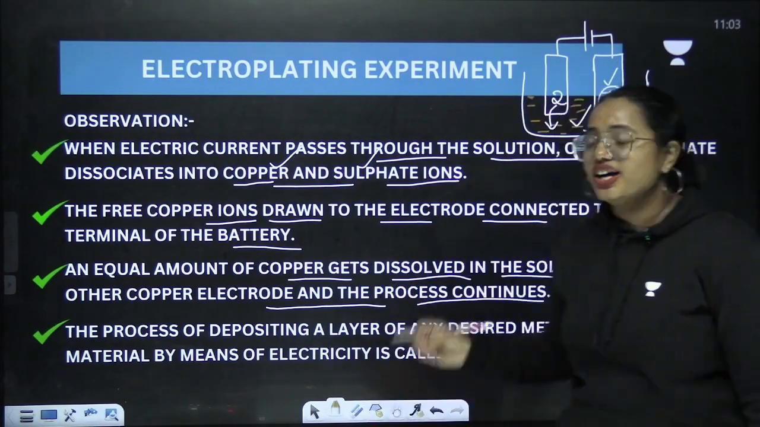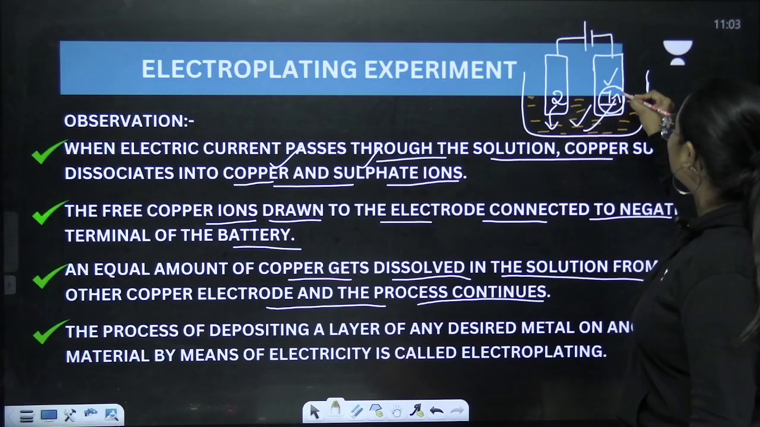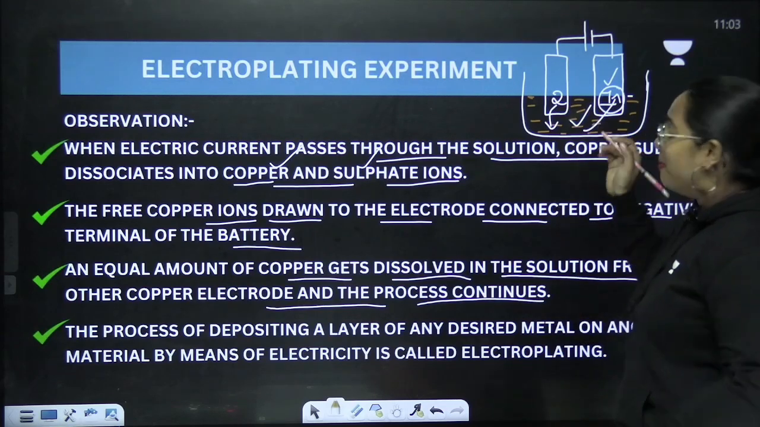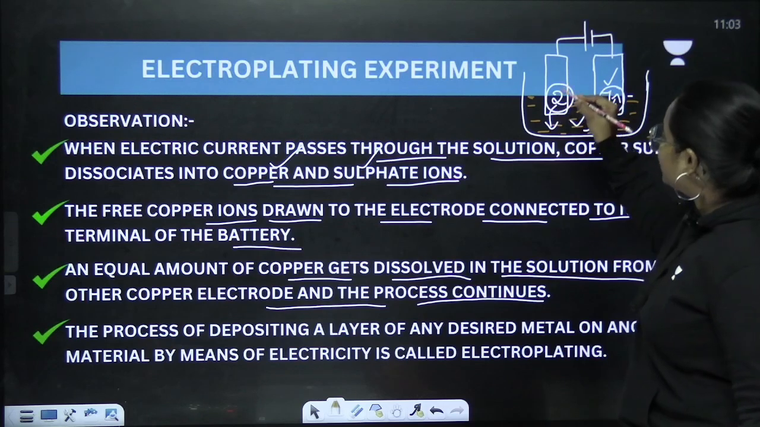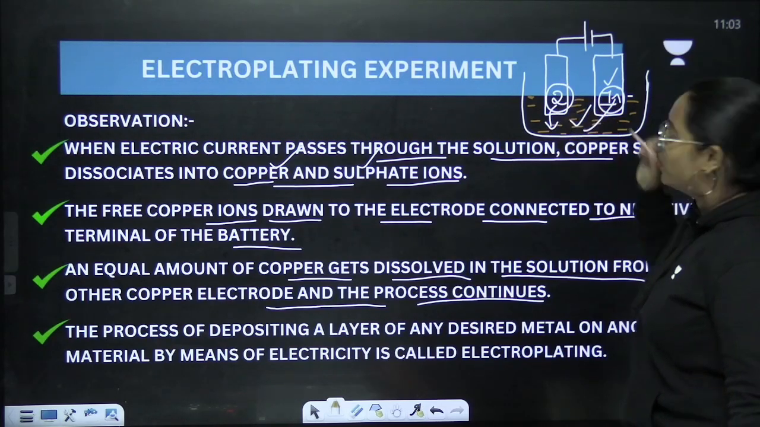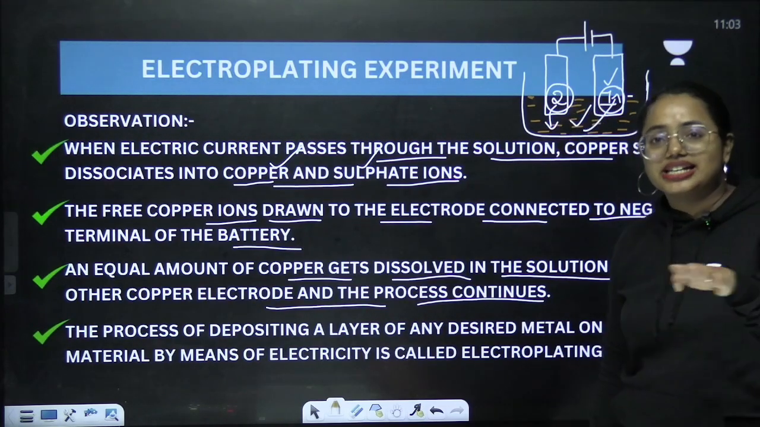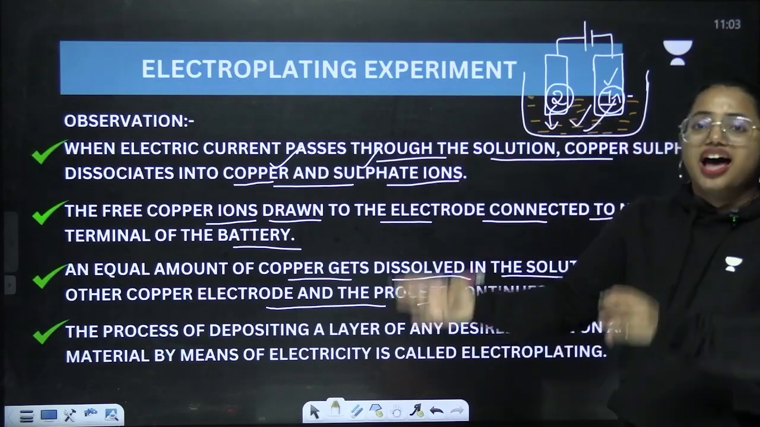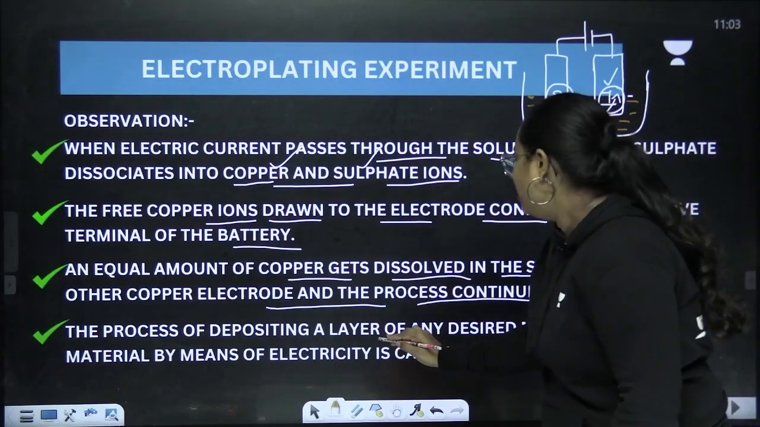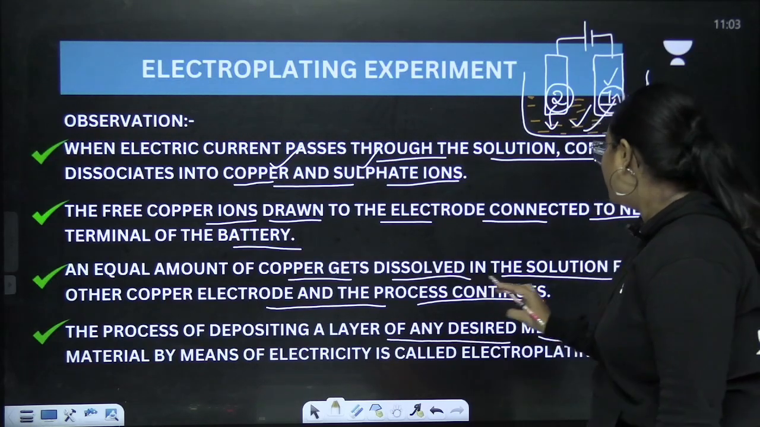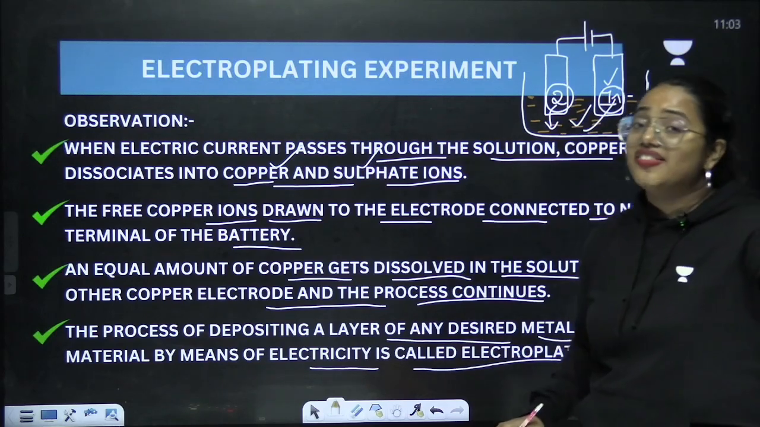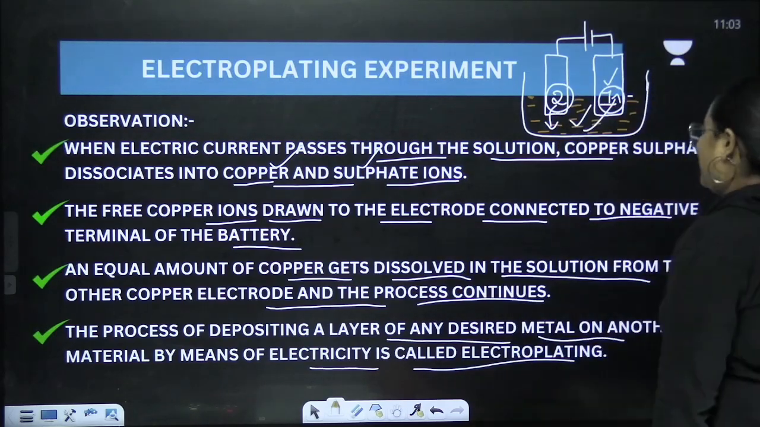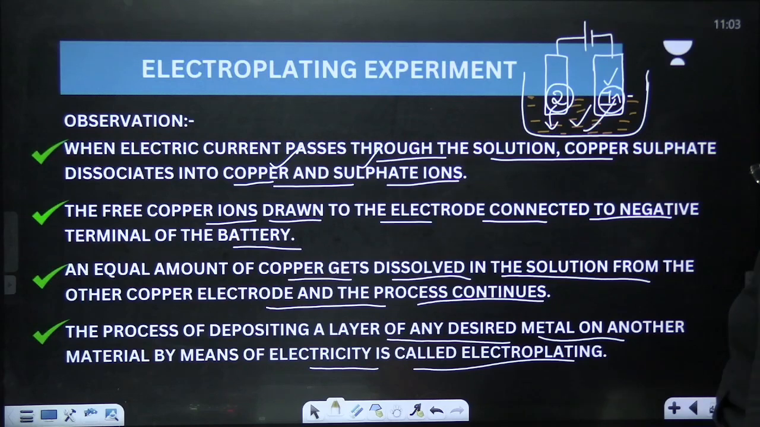As I told you, the copper ions from the solution are going to accumulate on the electrode connected to the negative terminal. To balance the number of copper ions, the second electrode is going to release copper ions to the solution. Clear? This is how the balance is maintained. This process continues, and therefore a desired metal can be coated on another material by means of electricity, and this is called electroplating. Clear? This is the way you need to understand it.